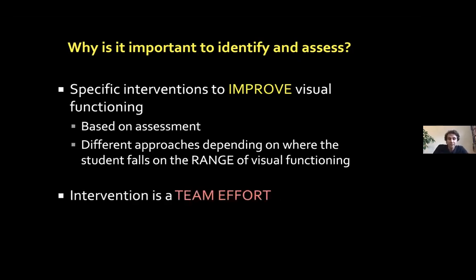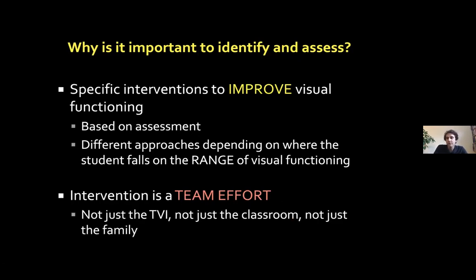Intervention has to be a team effort. Of course, this is probably true of any intervention, but with CVI, what's unique is that because we're trying to make actual neurological improvement in visual processing, we can't see that kind of progress if we're just thinking about 2 times 30 minutes a week with a TVI in a pull-out session. That's not enough time in the week to make concrete neurological progress.